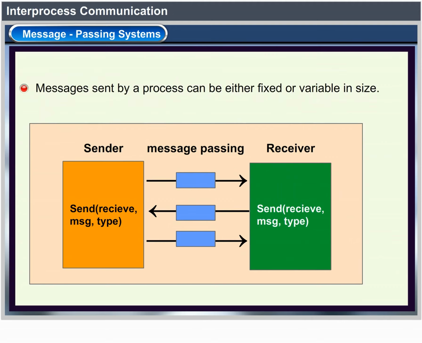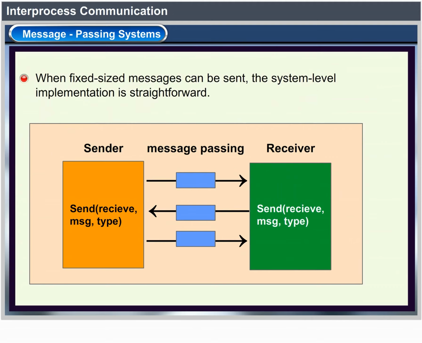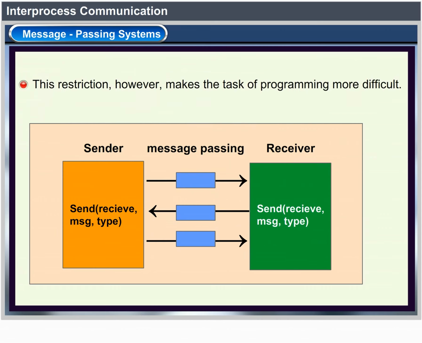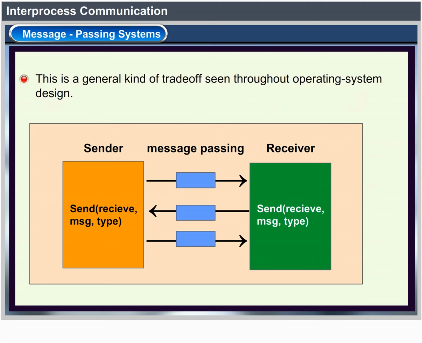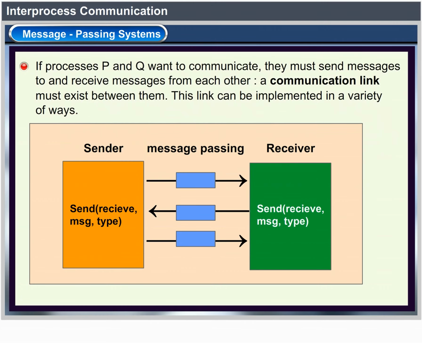If only fixed-sized messages can be sent, the system-level implementation is straightforward. This restriction, however, makes the task of programming more difficult. Conversely, variable-sized messages require a more complex system-level implementation, but the programming task becomes simpler. This is a common kind of trade-off seen throughout operating system design. If processes P and Q want to communicate, they must send messages to and receive messages from each other. A communication link must exist between them. This link can be implemented in a variety of ways.